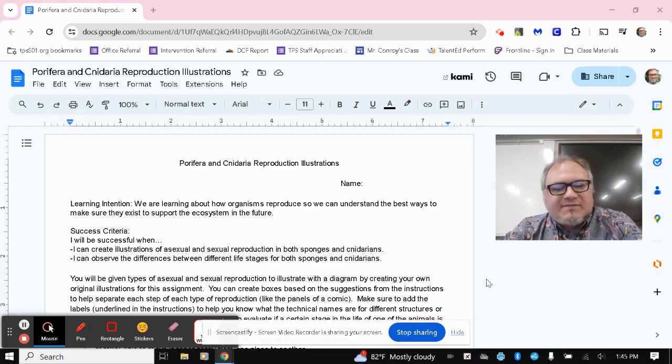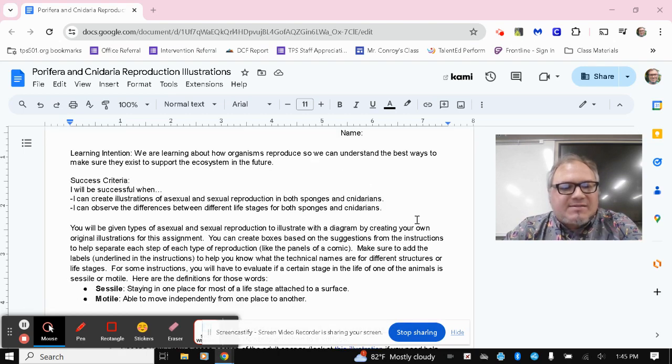Hi, I just wanted to give some instructions here for the Porifera and Cnidaria reproduction illustrations assignment. So, the learning intention on this one, we're learning about how organisms reproduce so we can understand the best ways to make sure they exist to support the ecosystem in the future. We're going to be looking at both asexual and sexual reproduction.